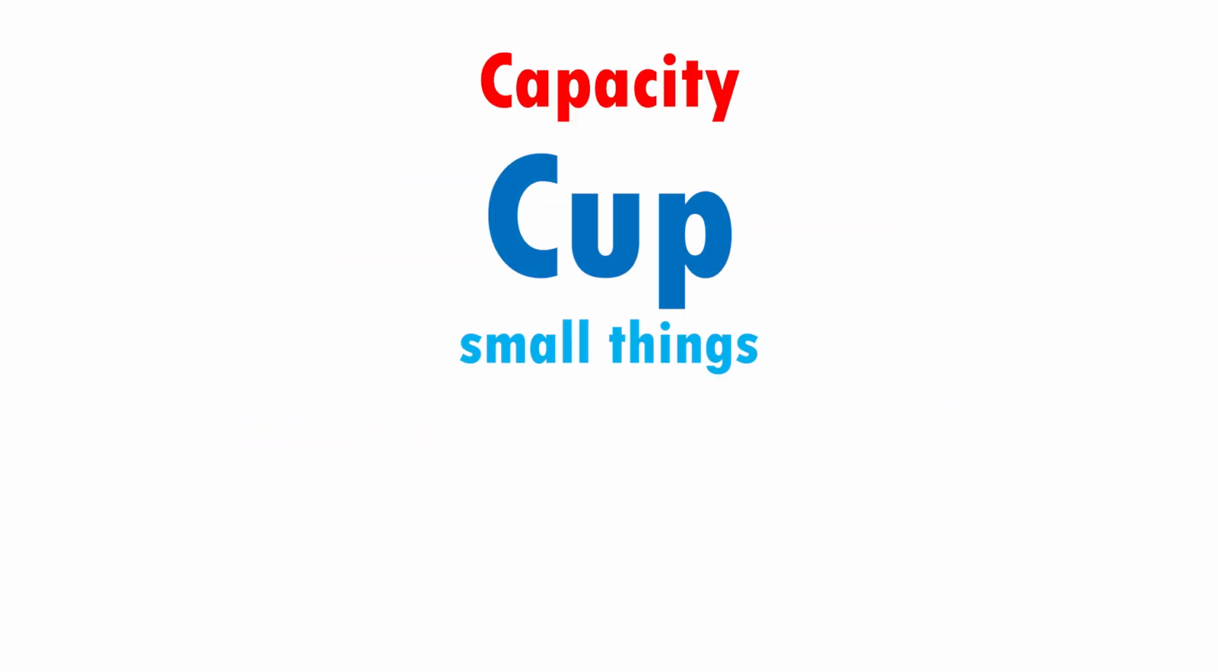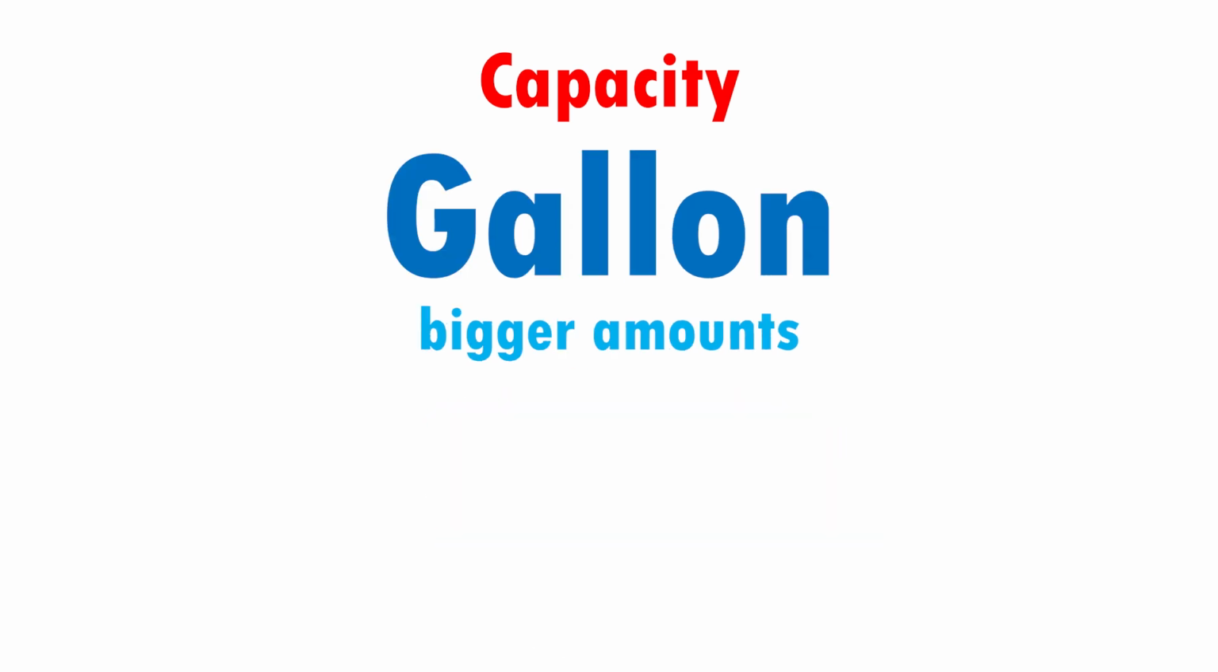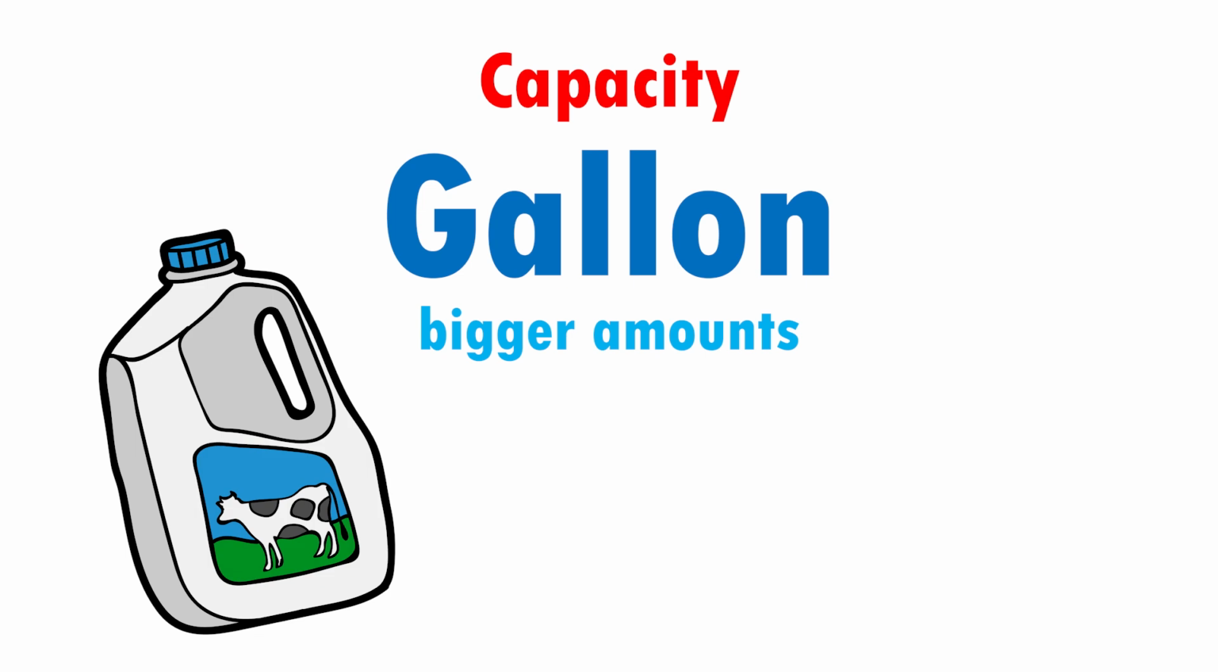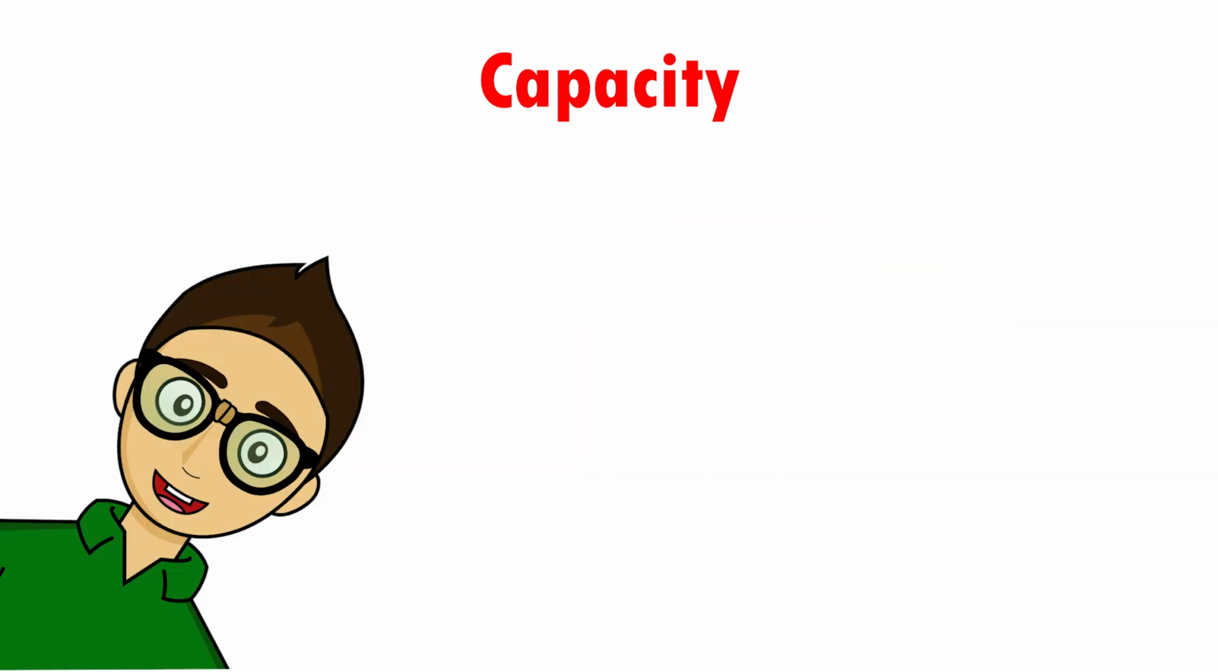To measure liquids, we use cups. 1 cup is like your drinking cup at home. For bigger amounts, we use gallons, like milk bottles from the store or big water jugs. There are other units, too.